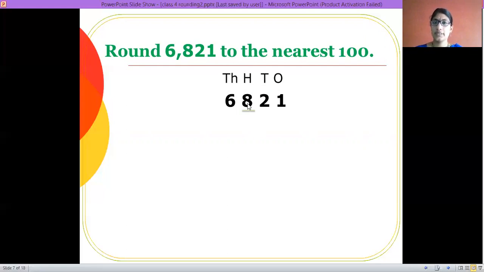Now, are we going to do anything to our rounding digit right now? No. First, we have to observe the right side digit of the rounding digit, which is the digit in the tens place. Now, is this less than 5, 5, or greater than 5, children? 2 is less than 5. So we are not going to change our hundreds place. We are going to replace our tens digit and ones digit by zeros.